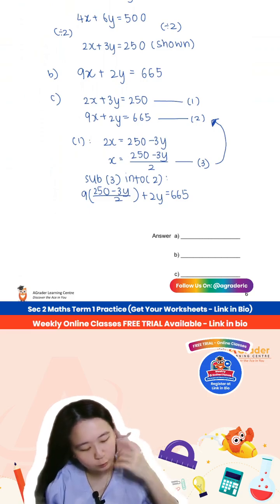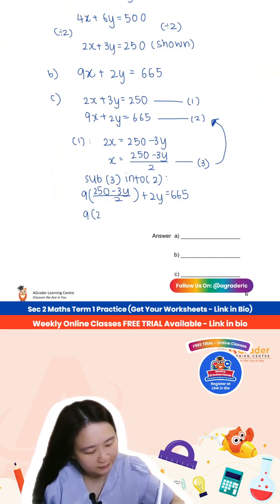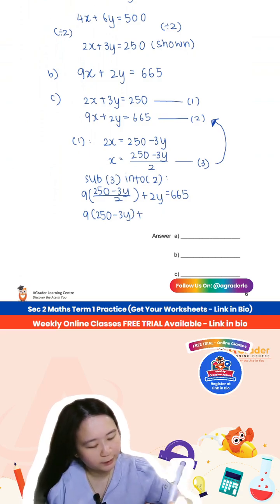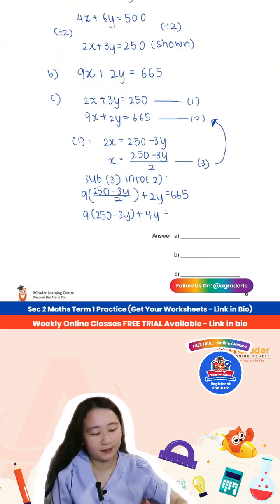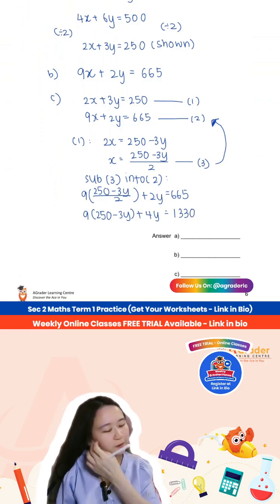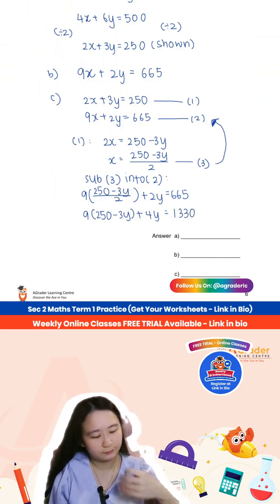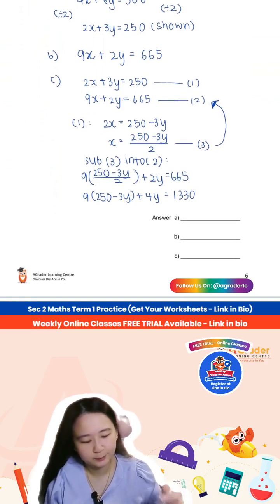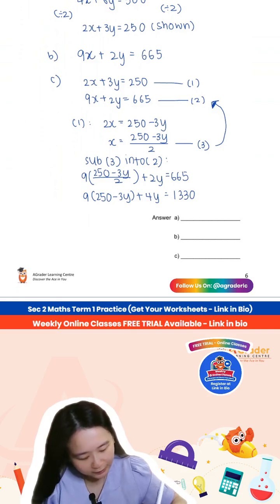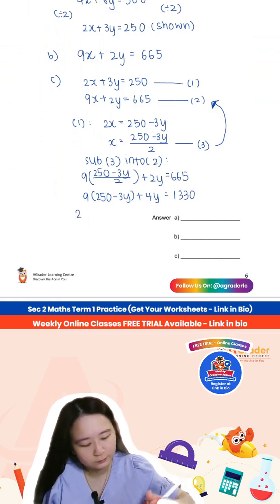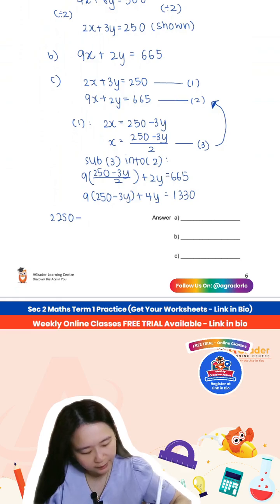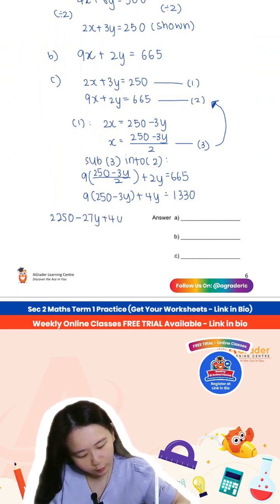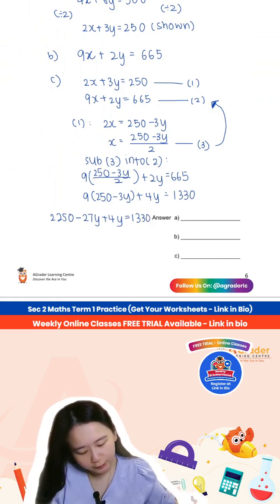So I multiply by 2 throughout to remove my denominator first. So when I multiply by 2, my 2y becomes 4y. My 665 times 2 is 1,330. Okay, and then I simplify from here. Expand out first. 2 times 250 is 500... 250 minus 3y times... 2,250 minus 27y plus 4y equals 1,330.